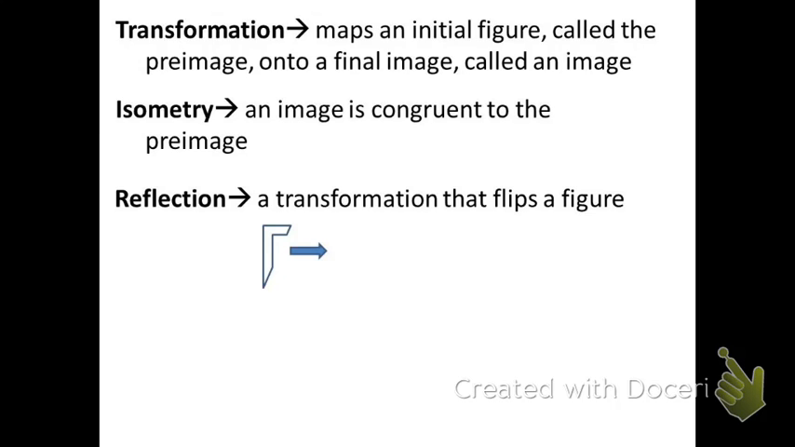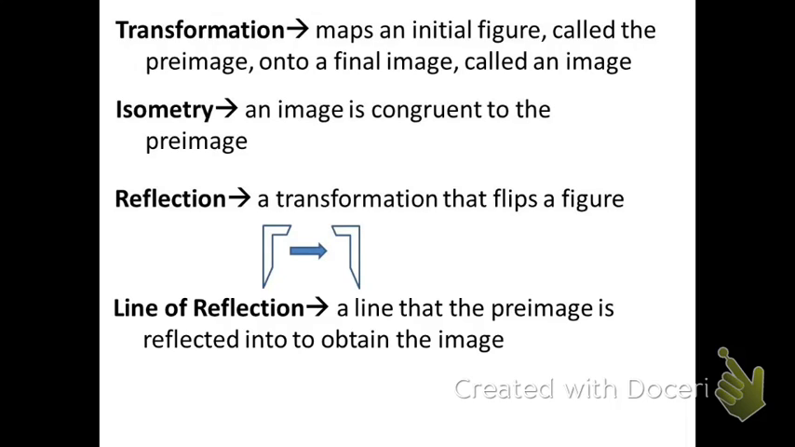A reflection is a transformation that flips a figure. So you can see here we have the shape and it's flipped over. That's a reflection. A line of symmetry is a line that the preimage is reflected into to obtain the image. So I could draw the line of reflection like this, and you can see that our preimage here flips over that line of reflection to obtain the image.